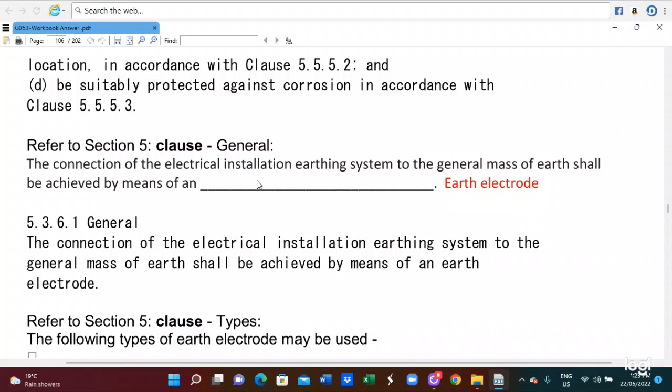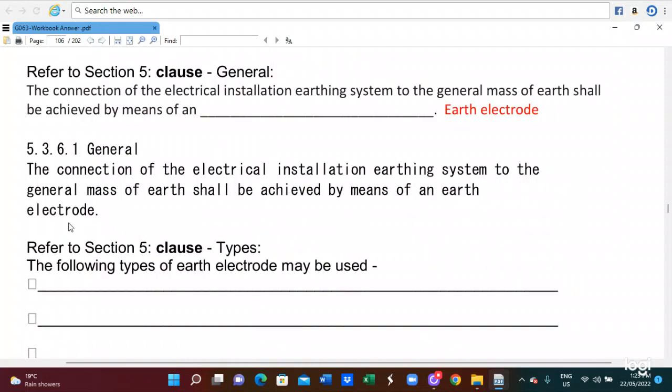And also the hardware clauses are generated, so the connection of the electrical installation earthing system to the general mass of the earth shall be achieved by means of the electrode. So in this case, you refer to 5x3x6x1, the connection of the electrical installation earthing system to the general mass of the earth shall be achieved by means of the electrode.